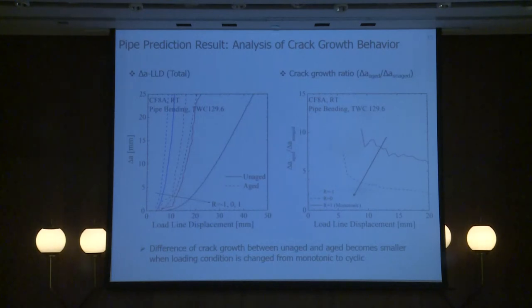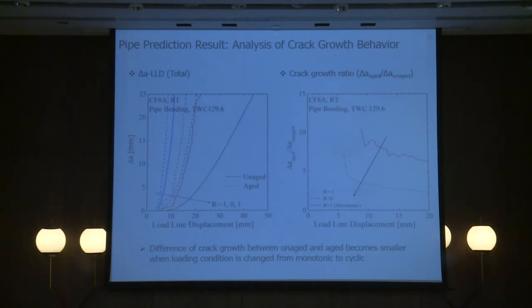And this page shows the analysis of crack growth behavior. This one is the crack extension data versus load line displacement. The black line means the monotonic loading, the solid line means the unaged, and the dashed line means aged. The red line means the cyclic loading of load ratio R equals zero, and the blue line means load ratio R equals minus one.